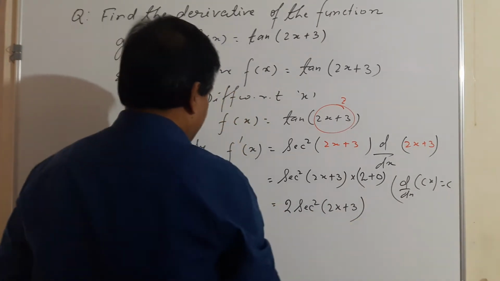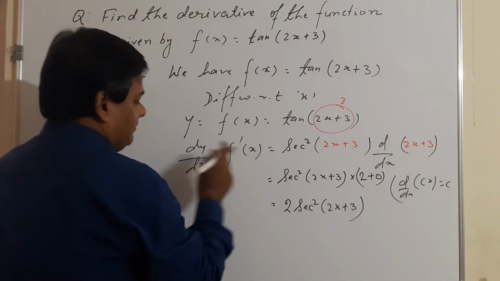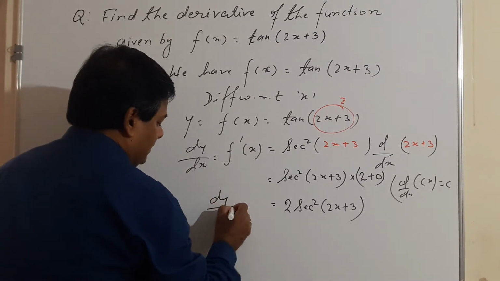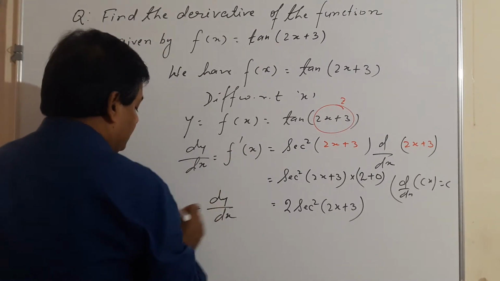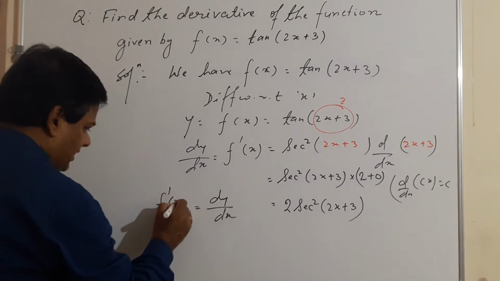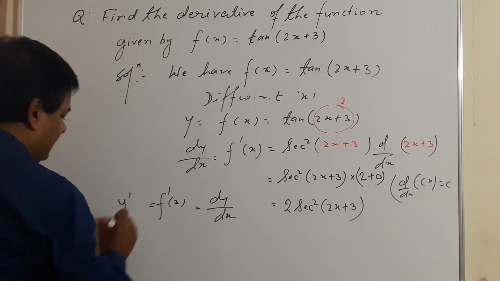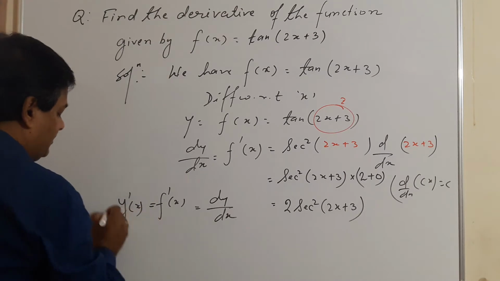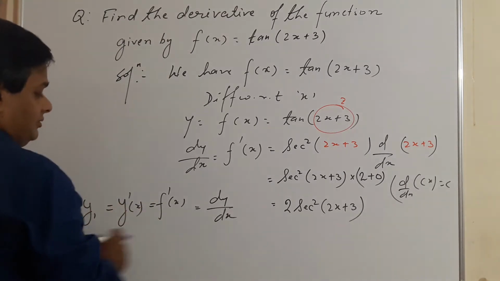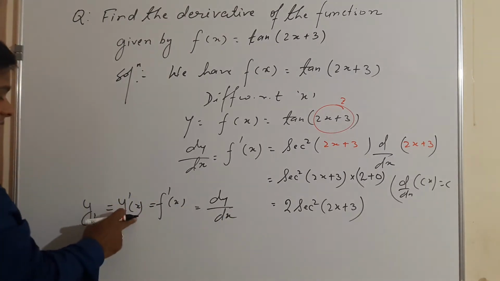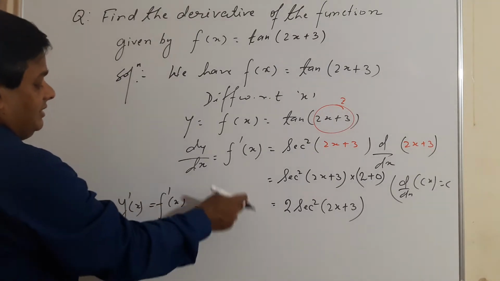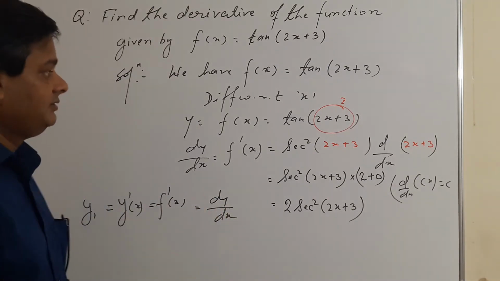This is the dy/dx, or you can write f'(x). So dy/dx is equal to this. This is also known as f'(x), y'(x) or y1. So all are the same: y1, y'(x), f'(x) and dy/dx are all the same.